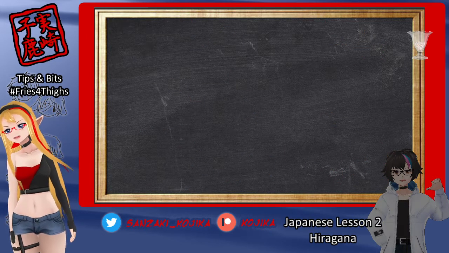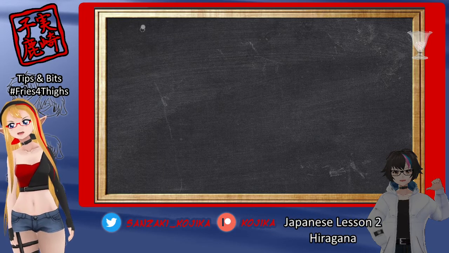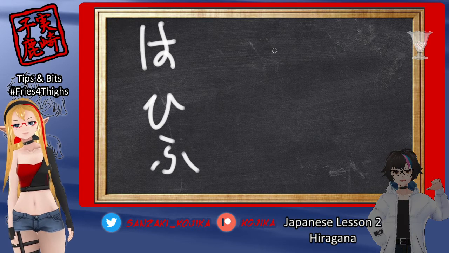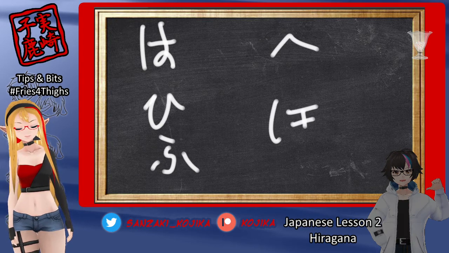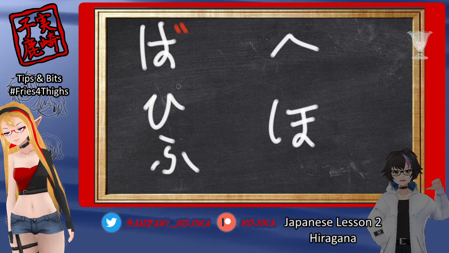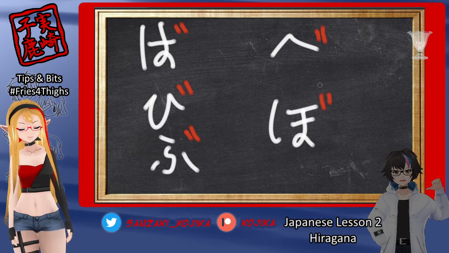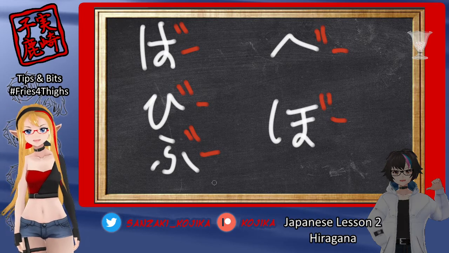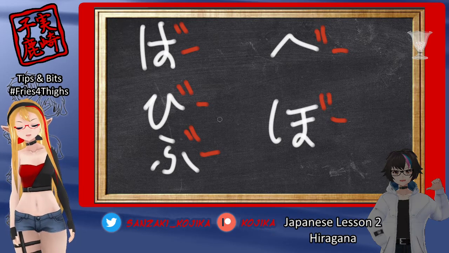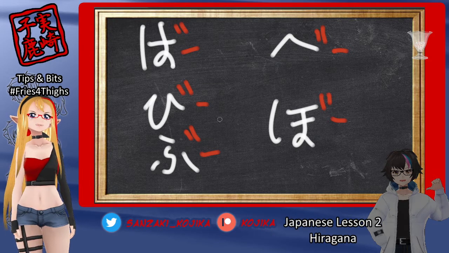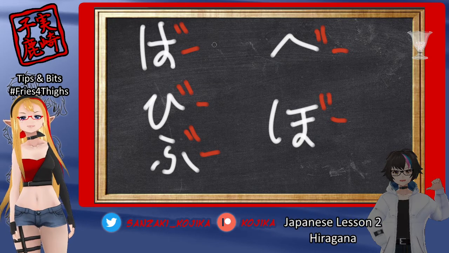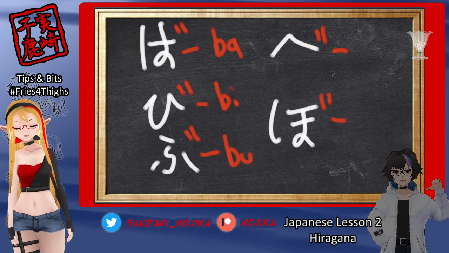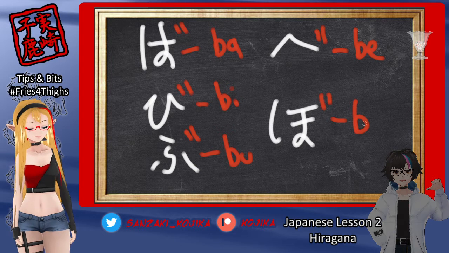Alright, and then last but not least, we have the H family again. Ha, hi, fu, he, ho. So despite the fact that this one, hu, is irregular and almost more like fu and romanized as fu, it still translates normally into this, just like it did with the maru. So it's ba, bi, bu, be, bo.